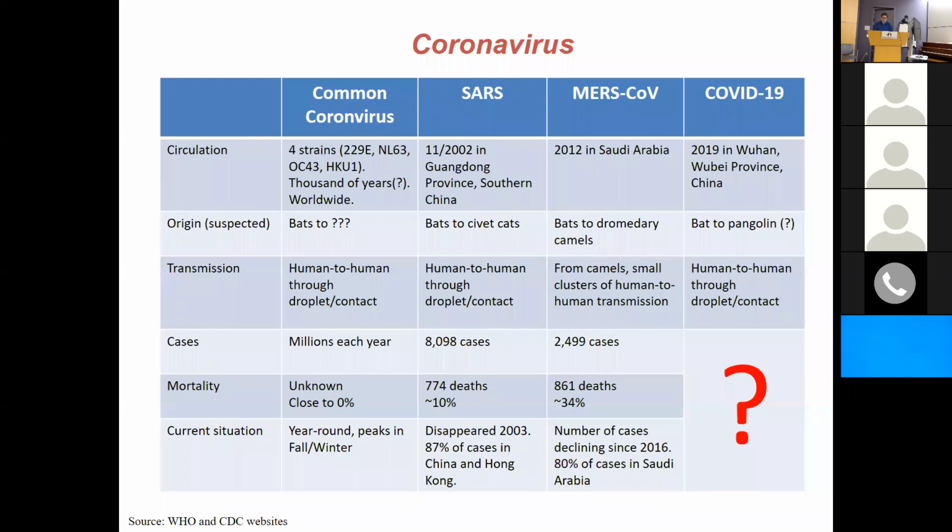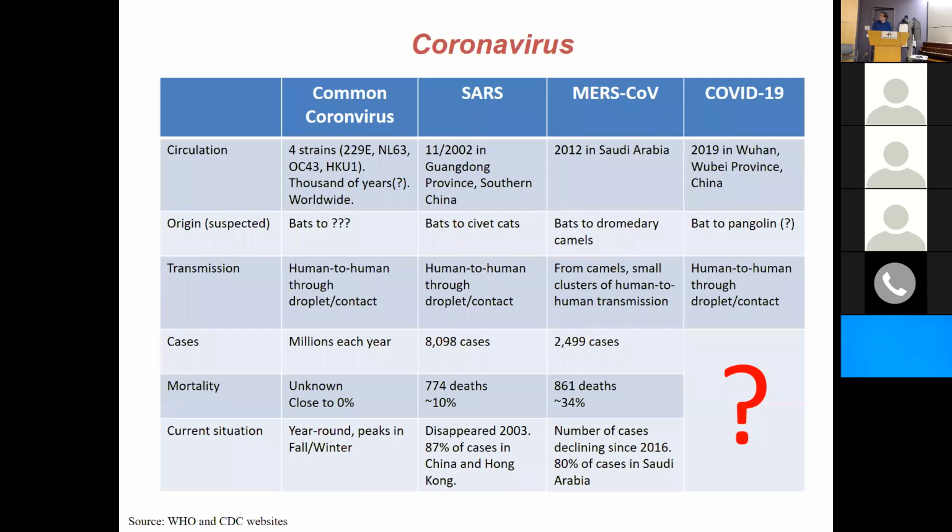Then we had SARS, of course, 2002 in November, starting in Guangdong province in southern China. Again, bats, civet cats were identified as the intermediate host. Same transmission, roughly 8,000 cases, 774 deaths, so mortality rate of 10%. It disappeared 2003. 87% of cases were in China and Hong Kong.